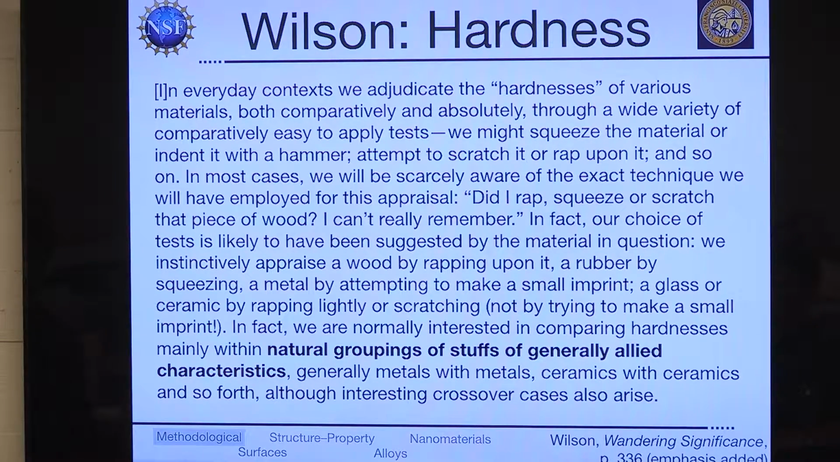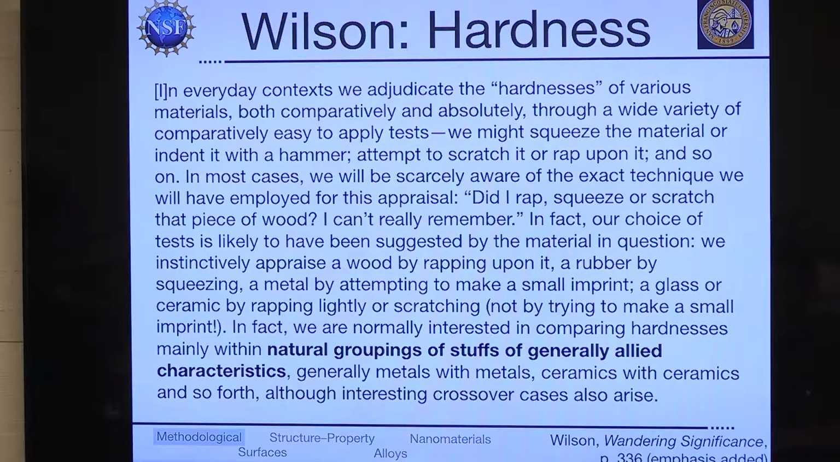He says, "In everyday context, we adjudicate the hardnesses of various materials, both comparatively and absolutely, through a wide variety of comparatively easy to apply tests. We might squeeze the material or indent it with a hammer, attempt to scratch it or rap upon it, and so on. In most cases, we'll be scarcely aware of the exact technique we will have employed for this appraisal." Did I rap, squeeze, or scratch that piece of wood?